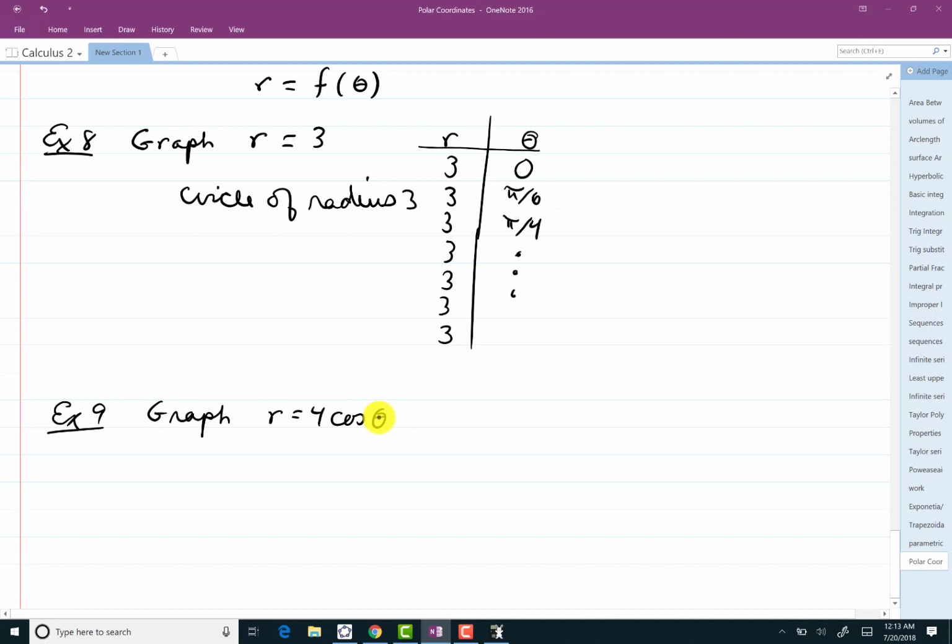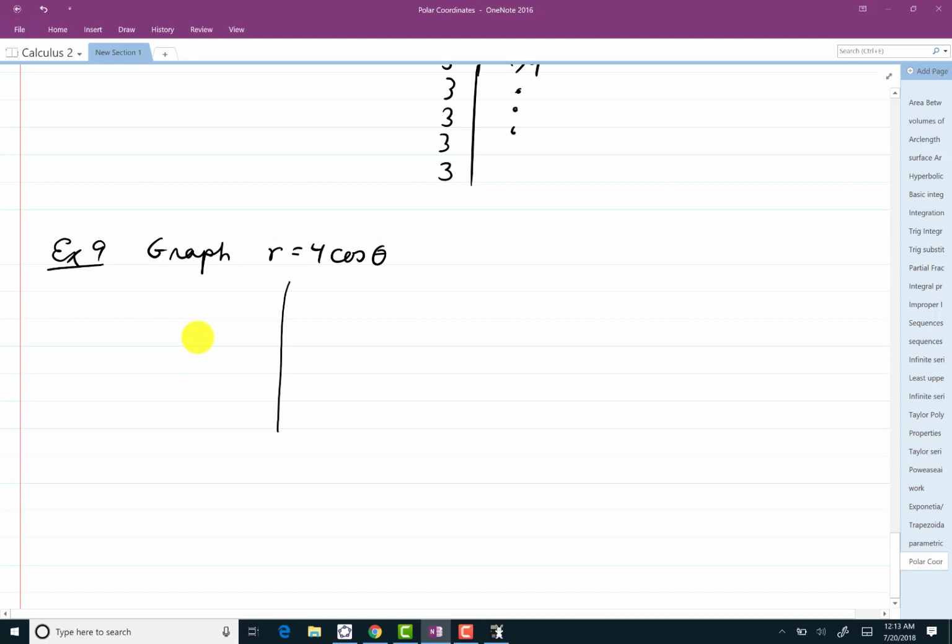Let's graph r equals 4 cosine of theta. And I think what I want to do is go through the effort of trying to explain how you get the answers you do. So what I'm going to do is draw. It's rough. I mean, we'll go and do it on the calculator when I'm done.